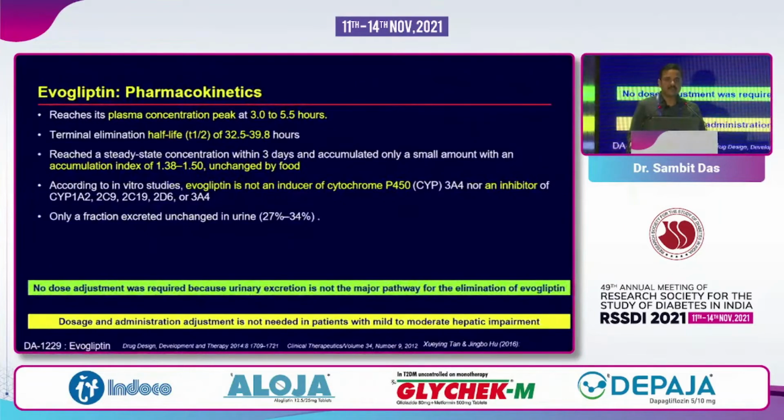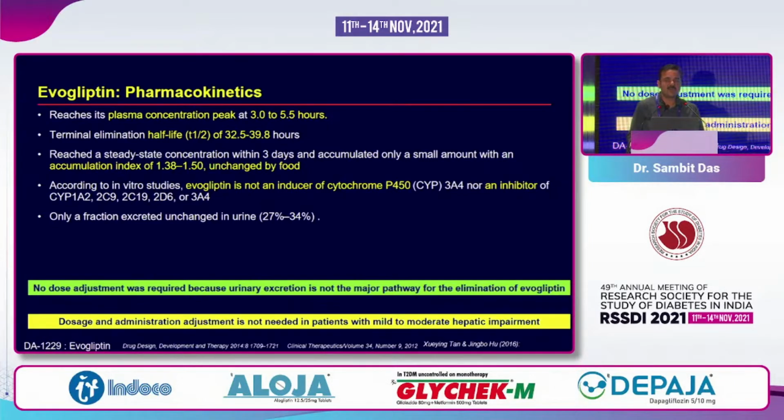The pharmacokinetics of this relatively newer molecule is that it reaches its peak plasma concentration within 3 to 5 hours, and the terminal elimination half-life is long. It's around 32 to 39.8 hours, and it reaches its steady state almost after 3 days. But there was always a concern about accumulation of this drug because the half-life is more. But once they found the pharmacokinetic accumulation index, it was nearly normal, so it doesn't accumulate even if given once in a day.